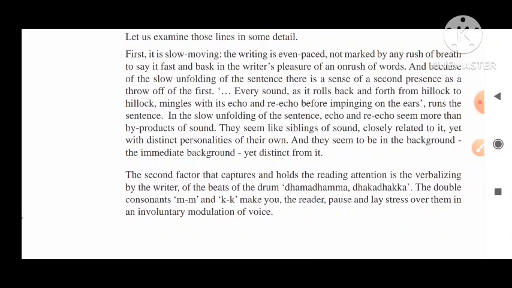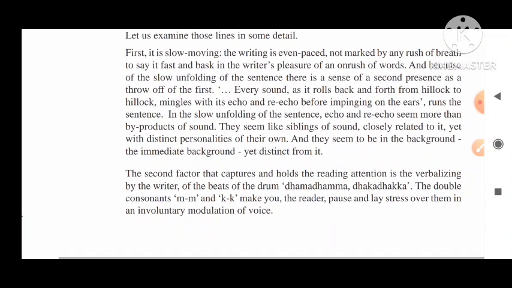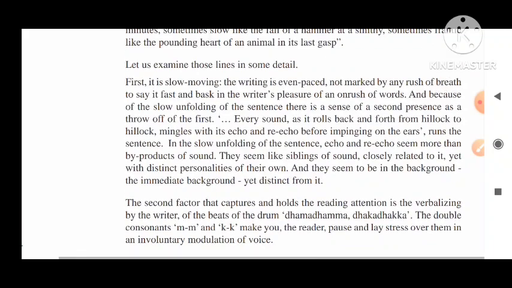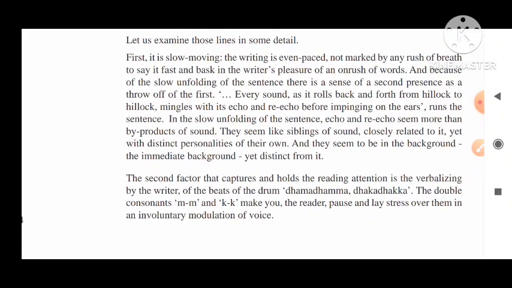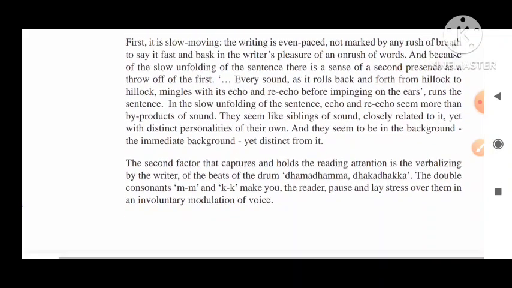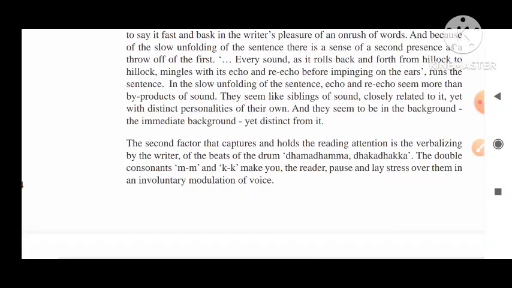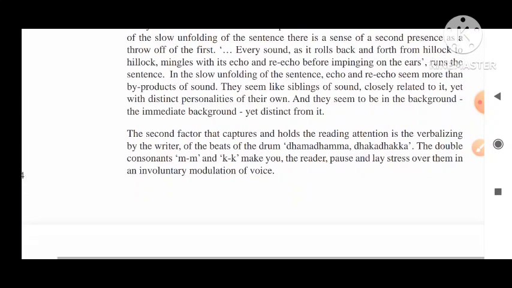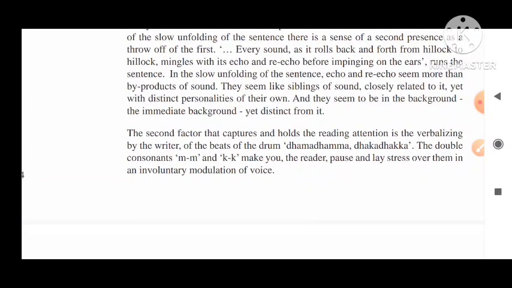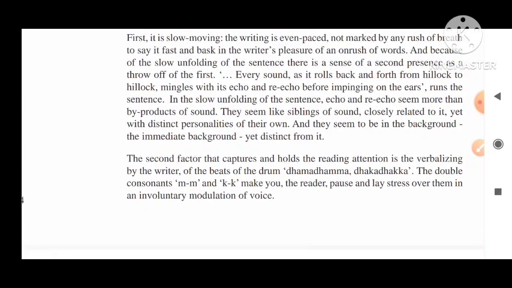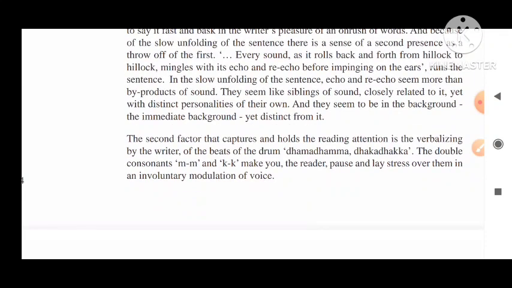First, it's slow moving. The writing is evenly paced, not marked by any rush of breath to say it fast and bask in the writer's pleasure of an onrush of words. And because of the slow unfolding of the sentence, there is a sense of a second presence as a throw-off of the first. Every sound, as it rolls back and forth from hillock to hillock, mingles with its echo and re-echo before impinging on the ears, rounds the sentence.